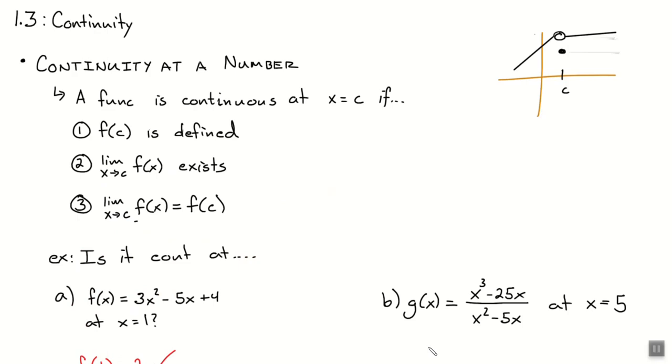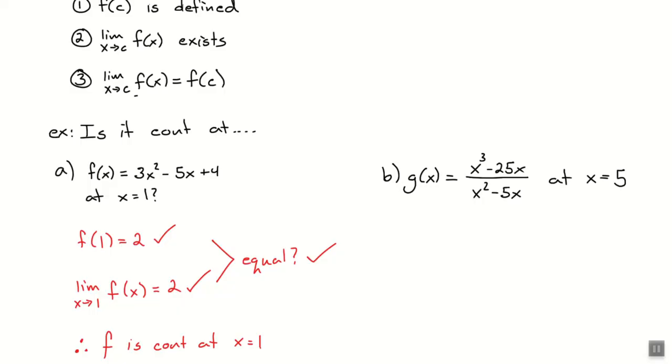If it's defined, let's check it. I'm trying to do g of 5. So without showing a ton of work, 5 cubed, 125, minus 25 times 5, 125. Okay. Is my brain screaming trouble yet?